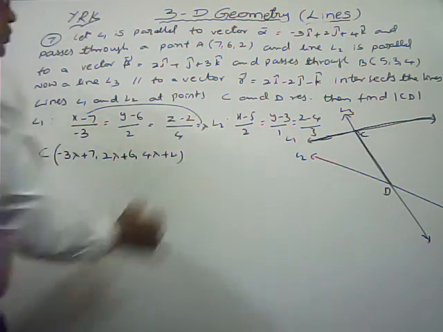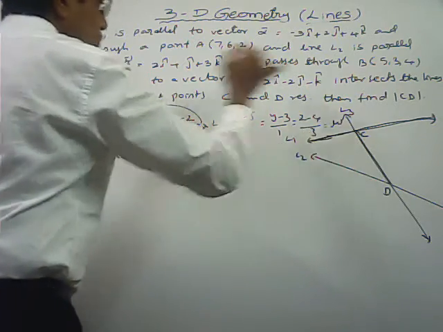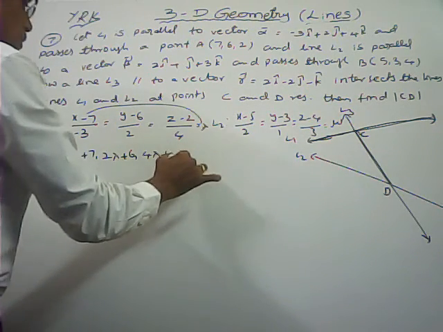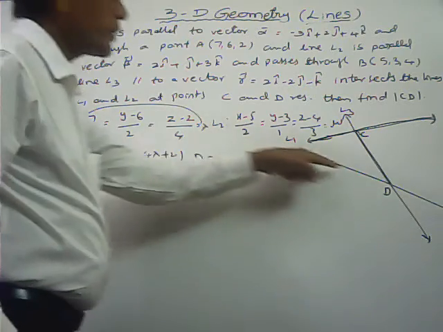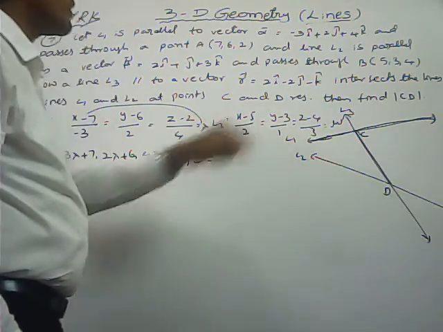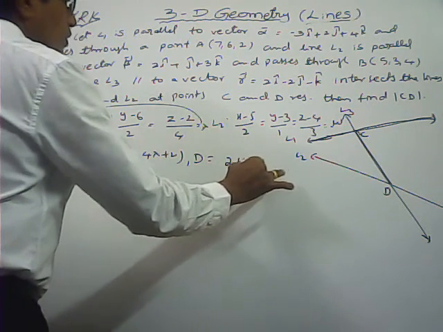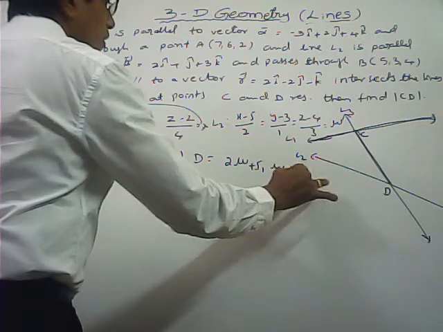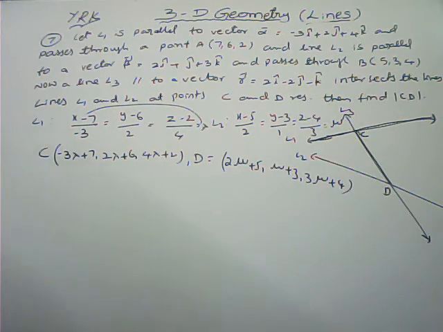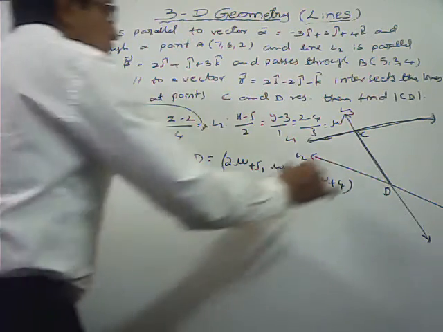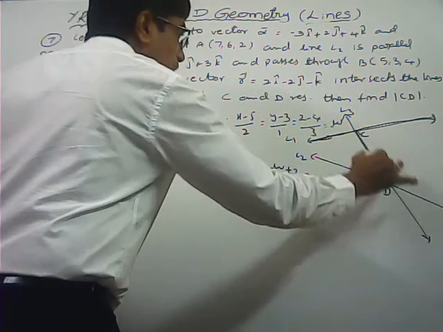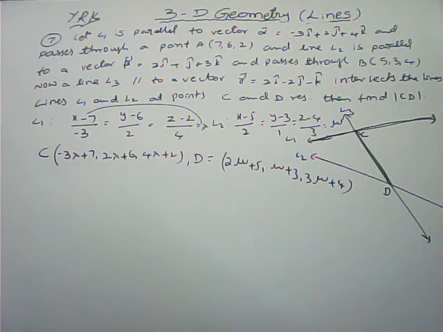And any point on L2, this one I am equating to mu. So that one I am taking as the D point. Any point on this line, I am taking parametric equations: 2 mu plus 5, mu plus 3, 3 mu plus 4. Those are the coordinates of D. Now we want the distance between C and D only. If I get the C and D coordinates, then we can find the distance between the 2 points.